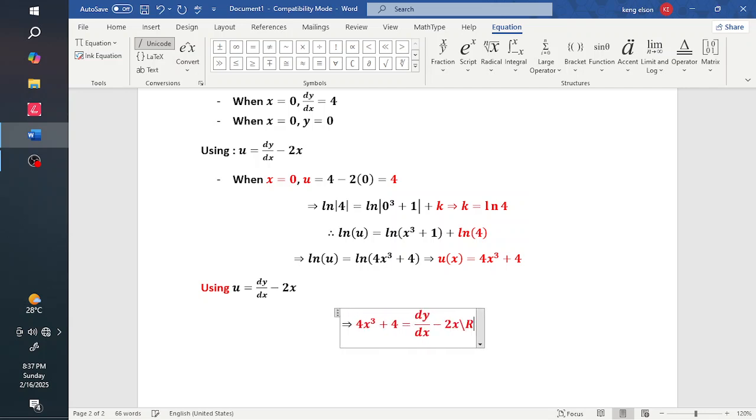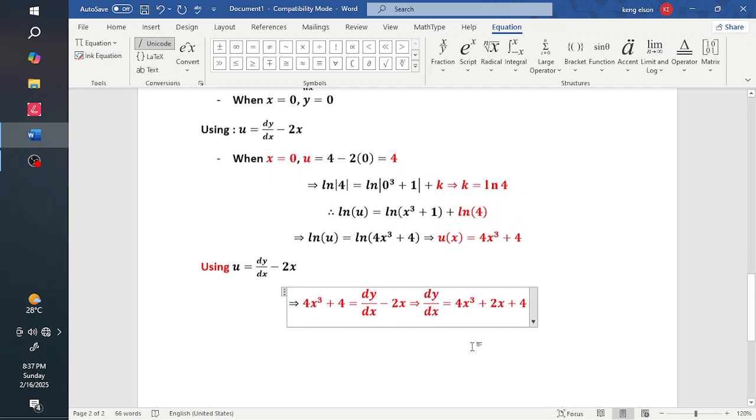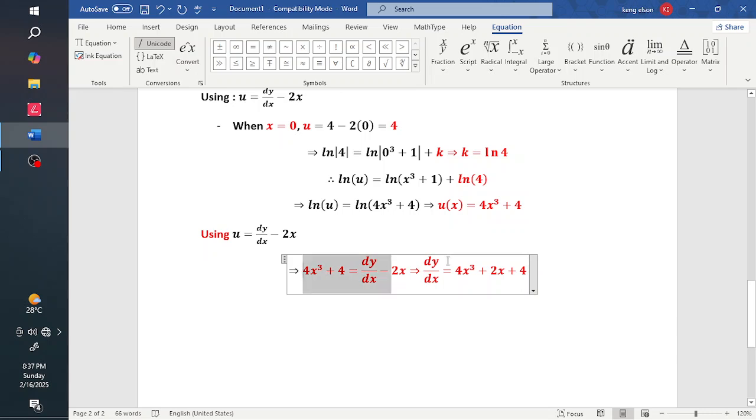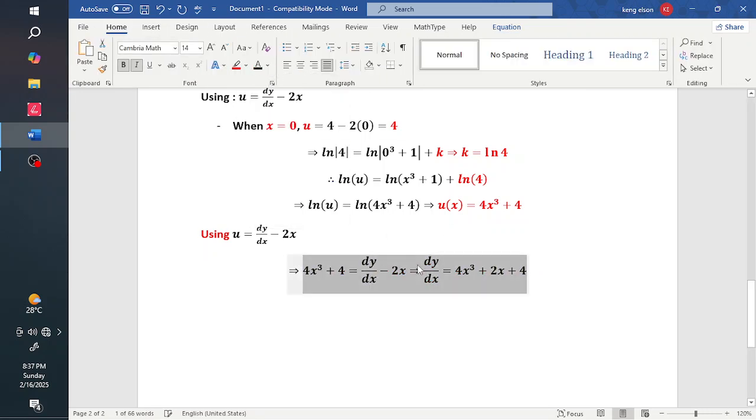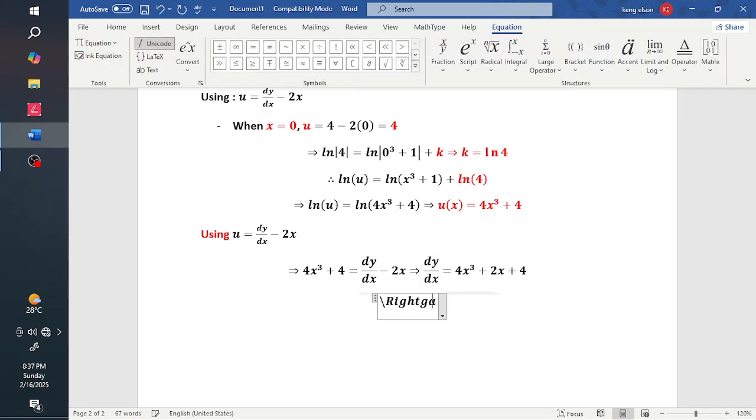So I'm going to write dy on dx will be equal to 4x cubed plus 2x plus 4. Okay, then from here, this coloration is not good again. Let me try to put it in the dark coloration. From here now, I'm also going to separate variables and find y. So dy is equal to 4x cubed plus 2x plus 4 dx.